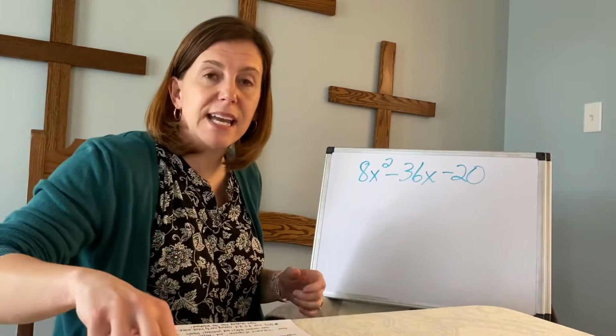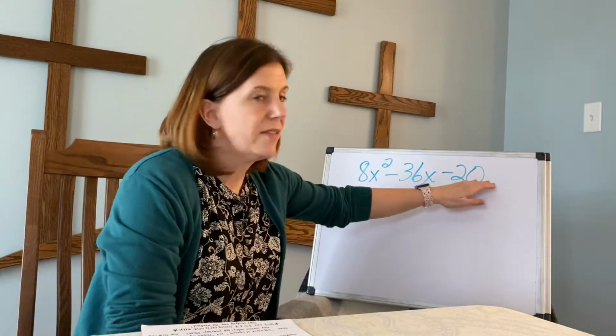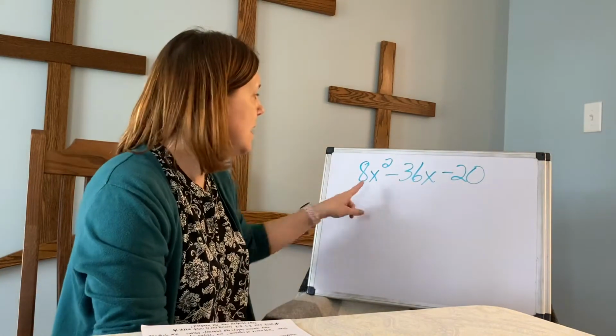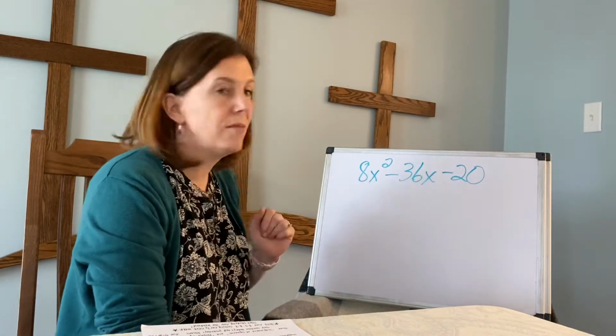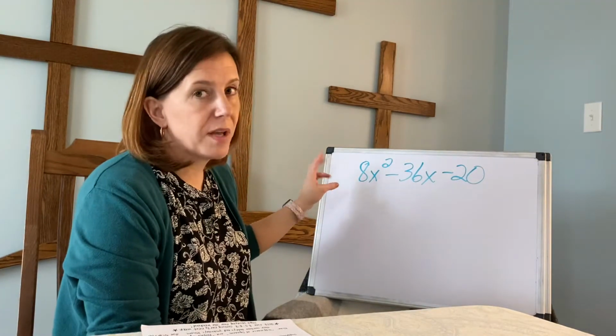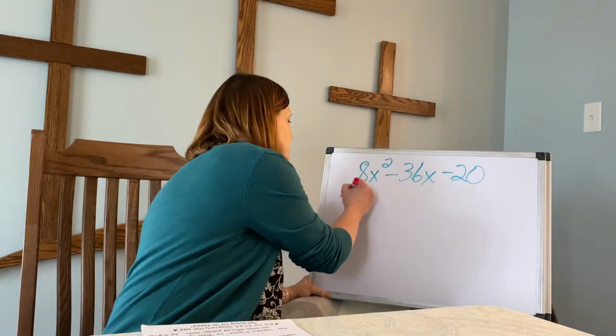Okay, the first thing I need to look for is a greatest common factor. Notice that they don't all have an x, so I know I won't be able to pull an x. So I'm looking for just a number. 8, 36, and 20, they're all divisible by 4. We can't go all the way up to 8 because this isn't divisible by 8. So 4 is my highest.